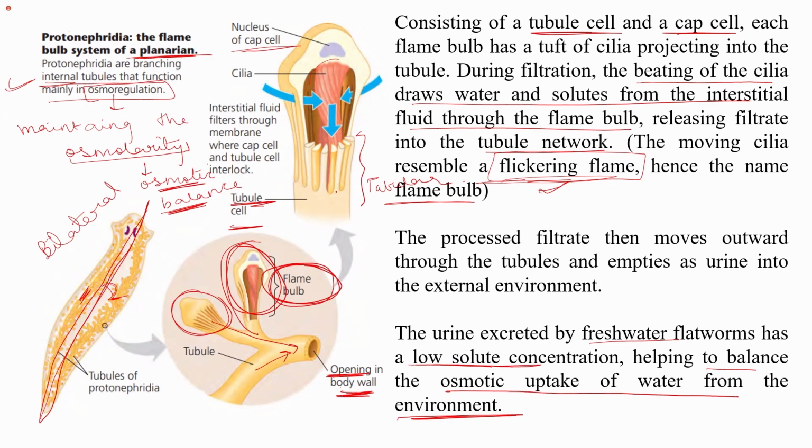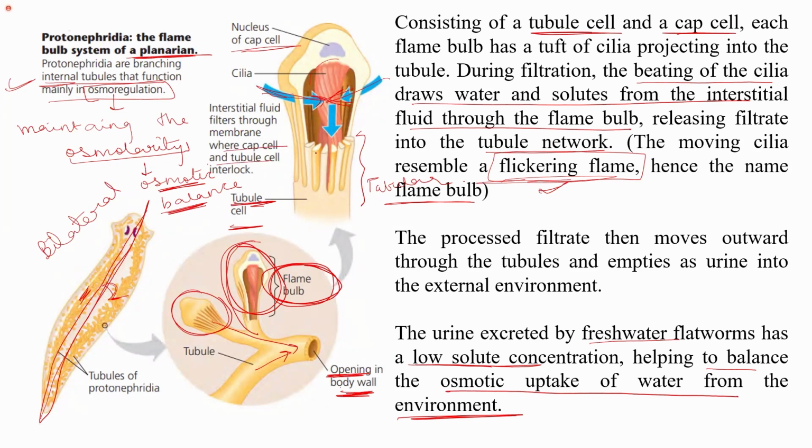So this is how the protonephridia, which is the flame bulb system of a planarian, helps in maintaining the osmotic regulation or osmoregulation. So basically, during the beating of the cilia present in the flame bulb, it draws the water and solutes from the interstitial fluid. The interstitial fluid filters through the membrane where the capsule and tubule cell interlock. You can see that the interstitial fluid is coming through this membrane.